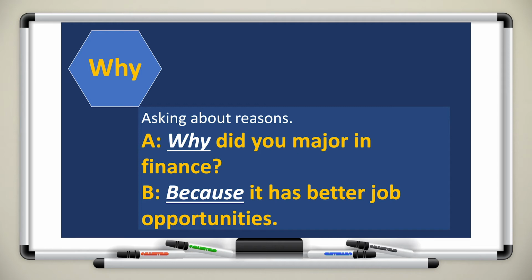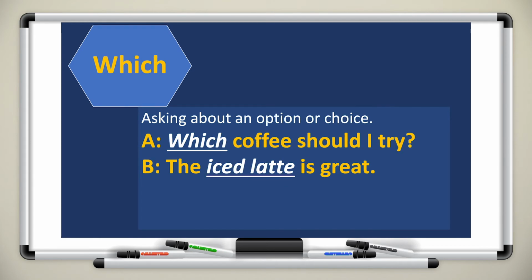So I will know that the person who's asking me wants some reasons. When I ask about an option or a choice, I will use which. For example, which coffee should I try? B, the iced latte is great. So here, when I hear which or when I use which, I'm asking about an option or a choice.